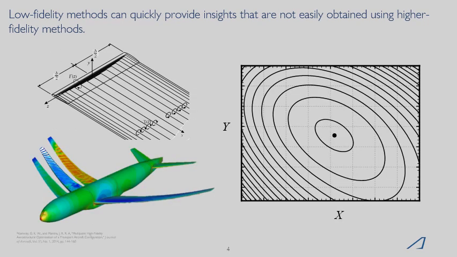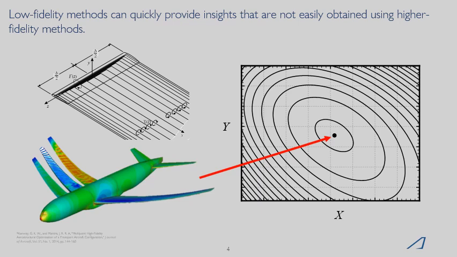And another reason that we want to use low fidelity methods is because they're useful for understanding and visualizing the design space. So high fidelity methods, as is represented by this picture here on the left bottom, are very, very good for identifying an optimum solution.